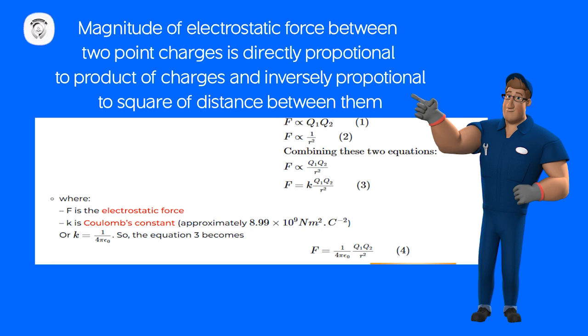As you can see in the equation in front of you, F stands for the electrostatic force, K is the Coulomb's constant, and its value is approximately 8.9 times 10 raised to power 9 Newton meter square per Coulomb square. If K is equal to 1 over 4 pi epsilon naught, then this equation becomes 1 over 4 pi epsilon naught times Q1 times Q2 over R squared.